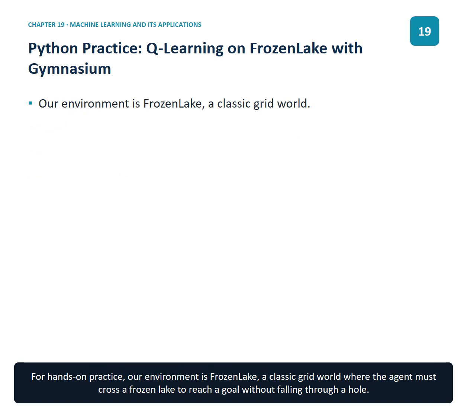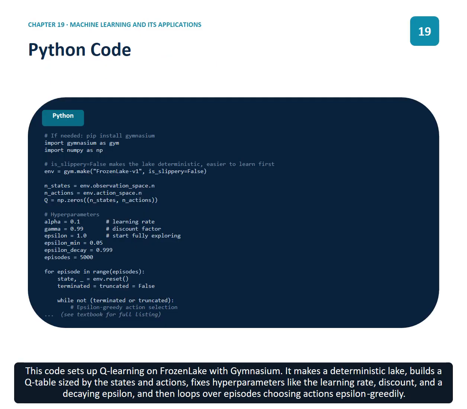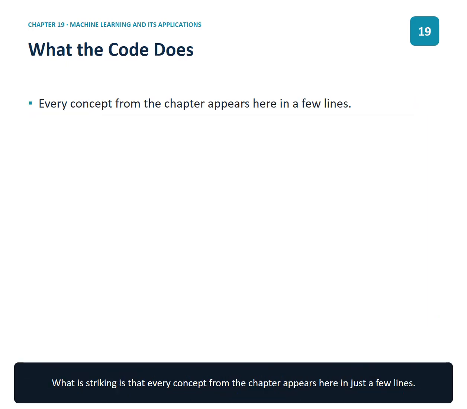For hands-on practice, our environment is Frozen Lake, a classic grid world where the agent must cross a frozen lake to reach a goal without falling through a hole. This code sets up Q-learning on Frozen Lake with Gymnasium. It makes a deterministic lake, builds a Q table sized by the states and actions, fixes hyperparameters like the learning rate, discount, and a decaying epsilon, and then loops over episodes choosing actions epsilon greedily. What is striking is that every concept from the chapter appears here in just a few lines.